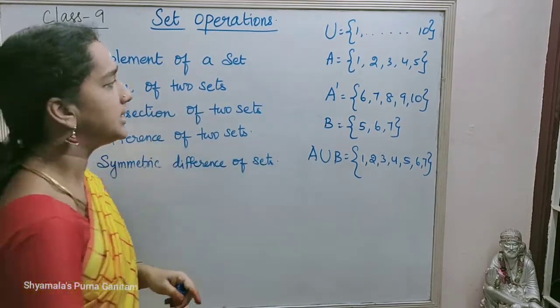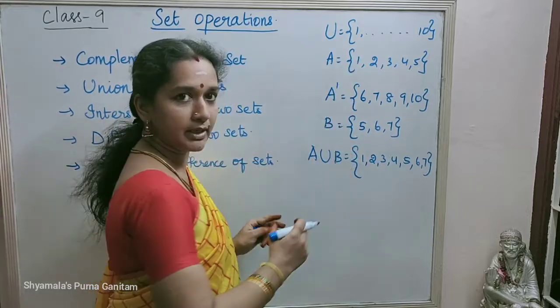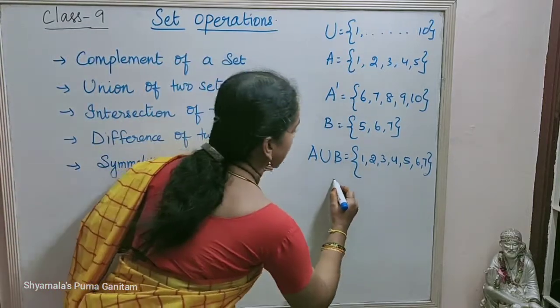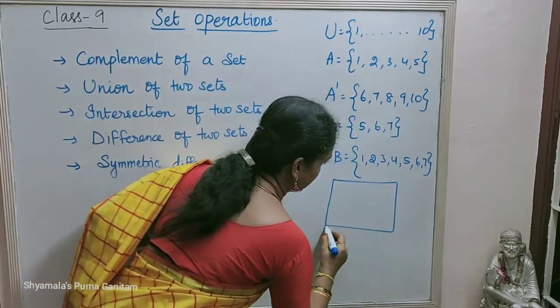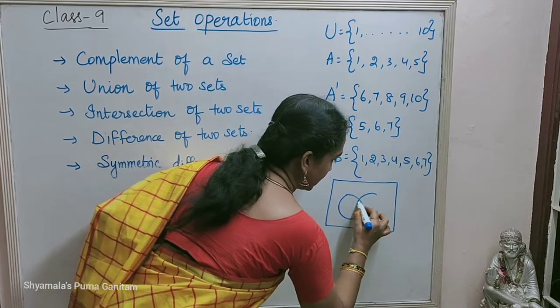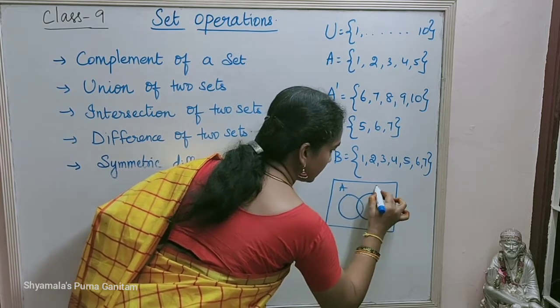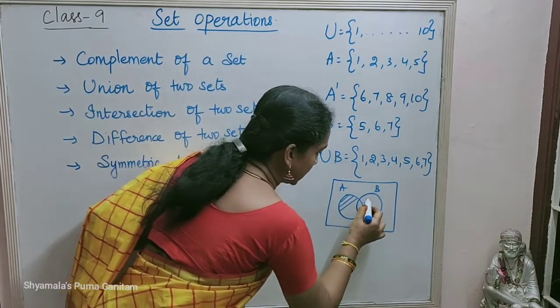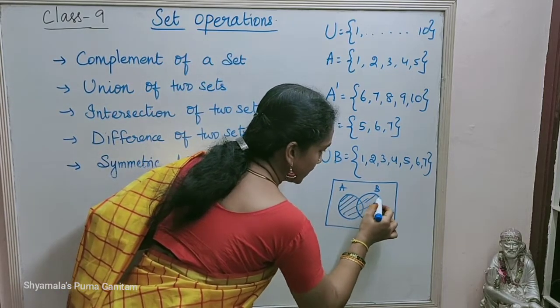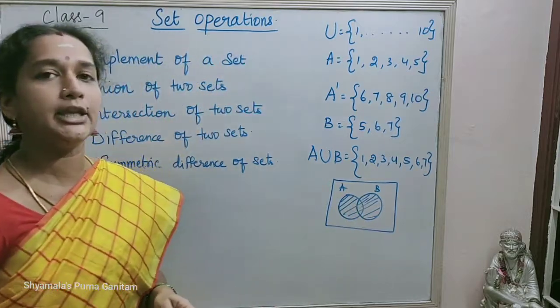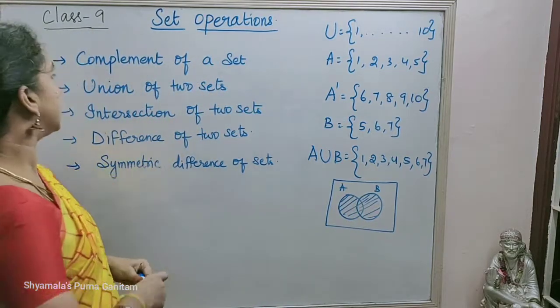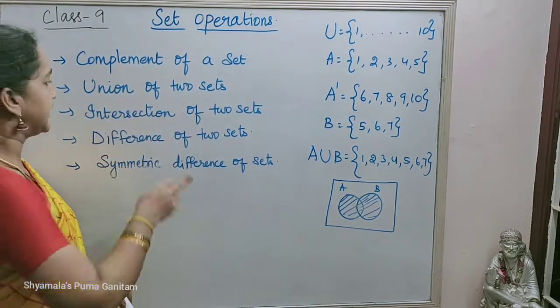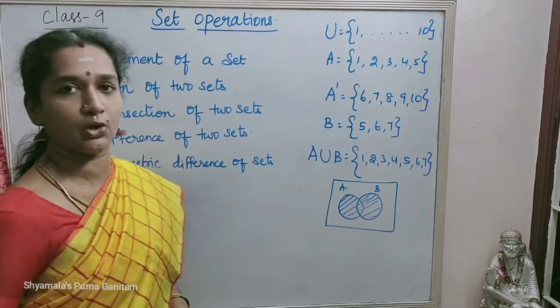When you combine the elements of A and B and write them together, in the Venn diagram it is represented like this: this is set A, this is set B, and we represent A union B as the full shaded region. This is A union B. That is the union of two sets. The next one is the intersection of two sets.